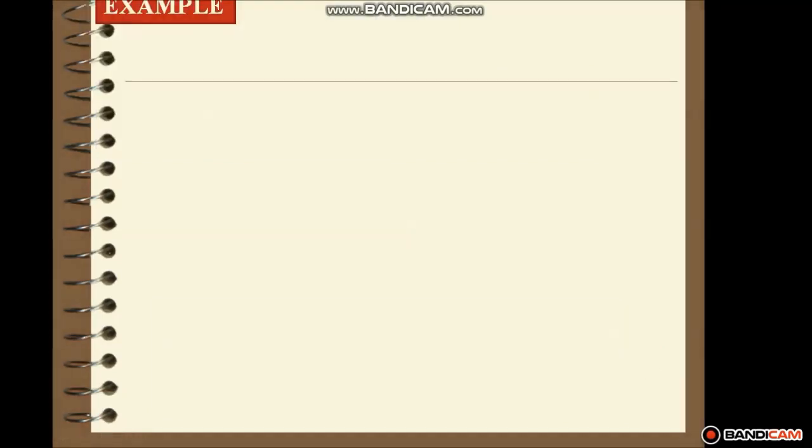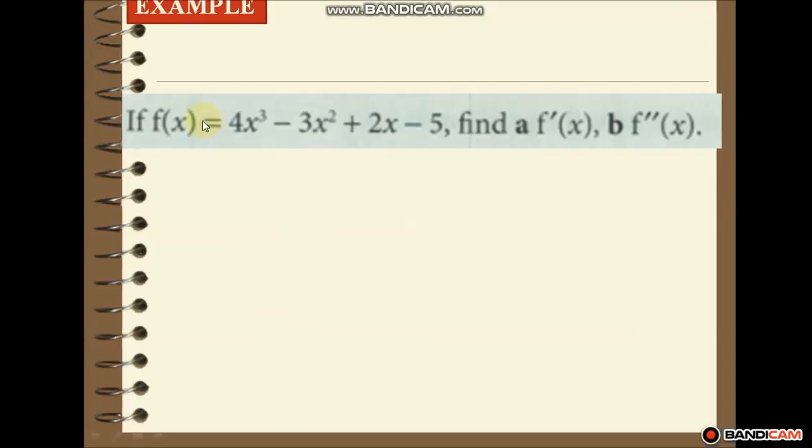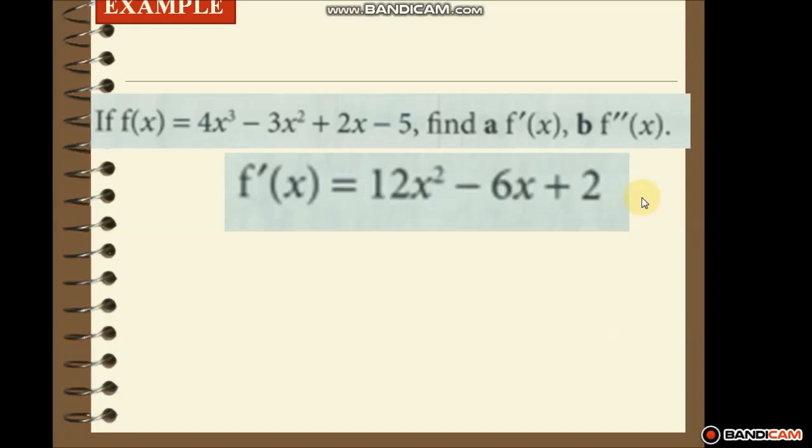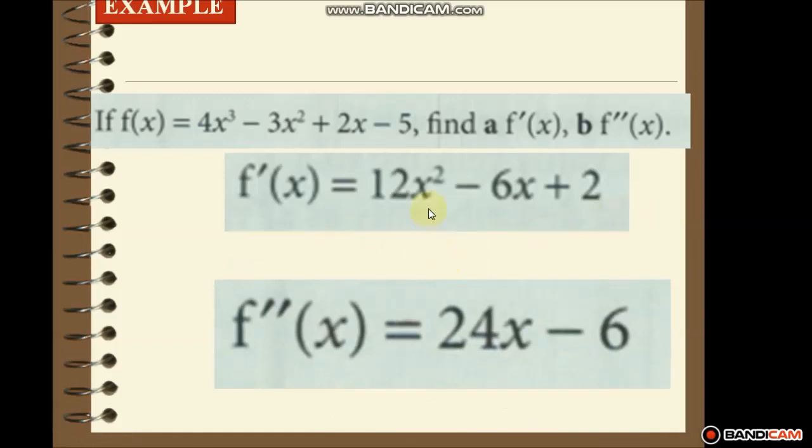Next example, if f(x) = 4x^3 - 3x^2 + 2x - 5, find the first derivative and second derivative. The first derivative will be 12x^2 - 6x + 2. And from the first derivative, let's find the second derivative. This one will be 12 multiplied by 2, 24, and if we subtract 1 from the power, this will be x to the power of 1, minus 6. This one is our result.